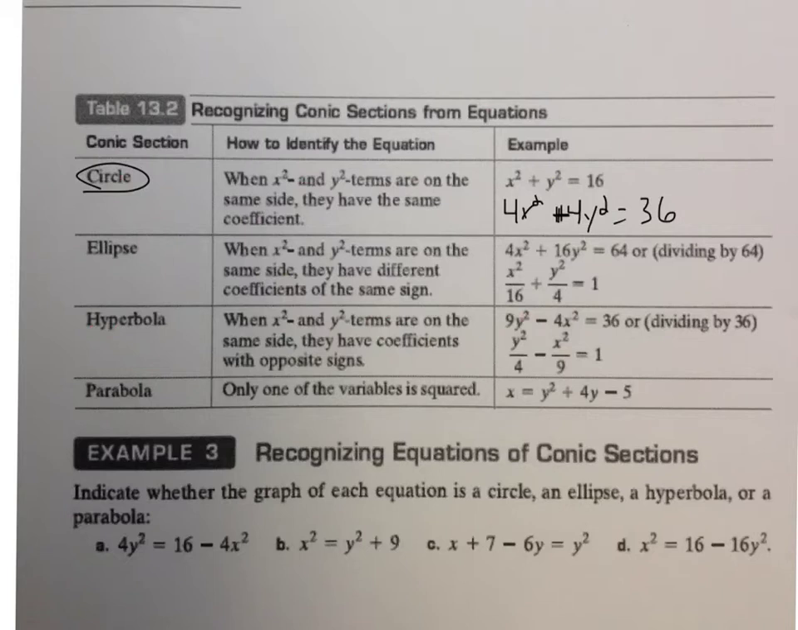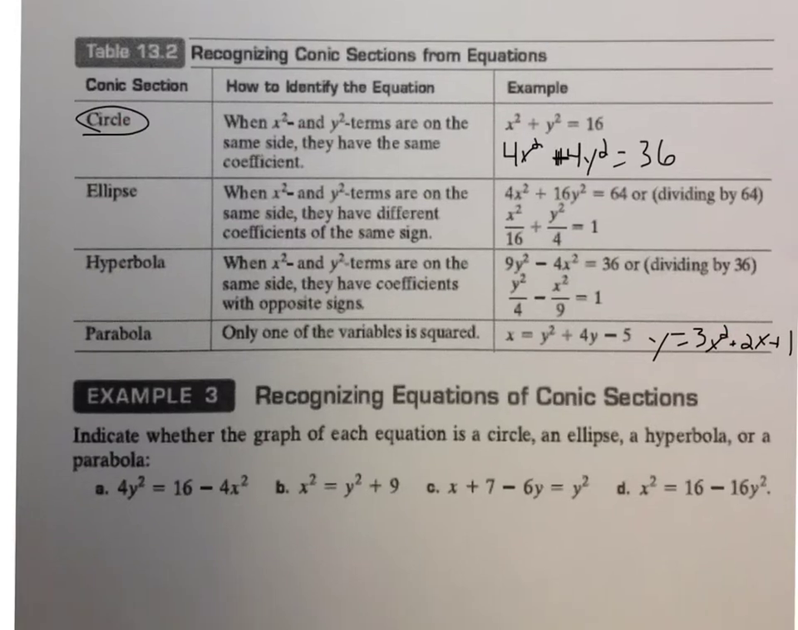And then a parabola, if you only have one variable that's squared, either a y squared, or you could have one that has an x squared. For instance, if we had y equals 3x squared plus 2x plus 1, this would also be a parabola. You only have one x squared. That's the key for a parabola. So let's look at a couple of problems.